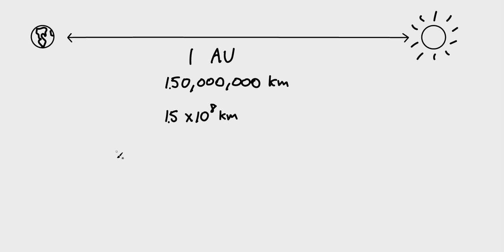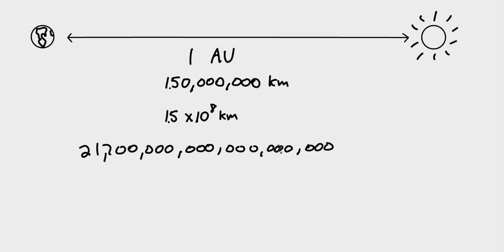Let's try another big number like that. So let's take 217, and let's make it a really big number. Let's see what we got. Thousand, million, billion, trillion, quadrillion, quintillion. So 21 quintillion, 700 quadrillion. So let's convert this to scientific notation.